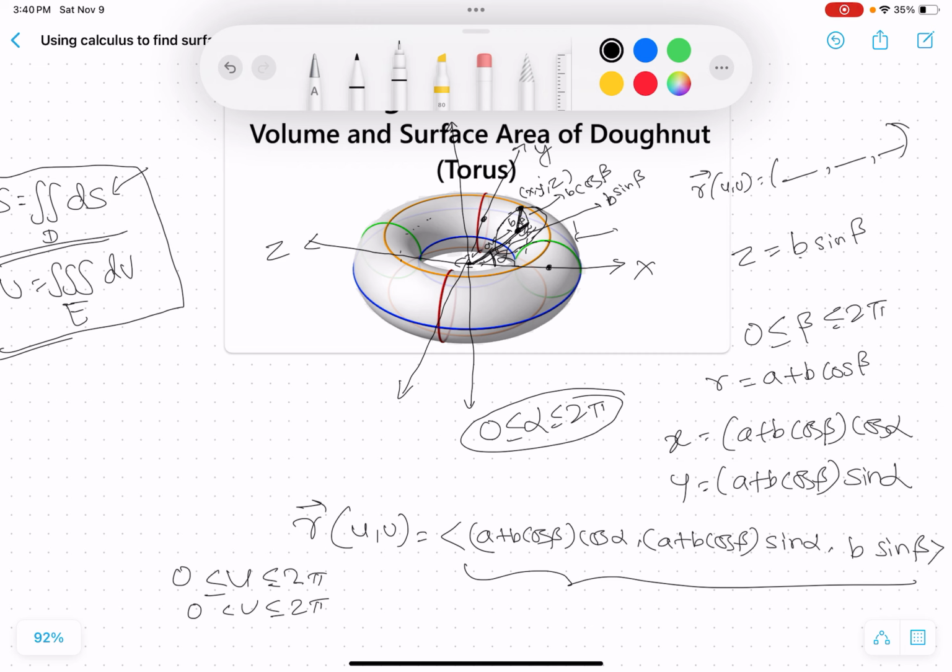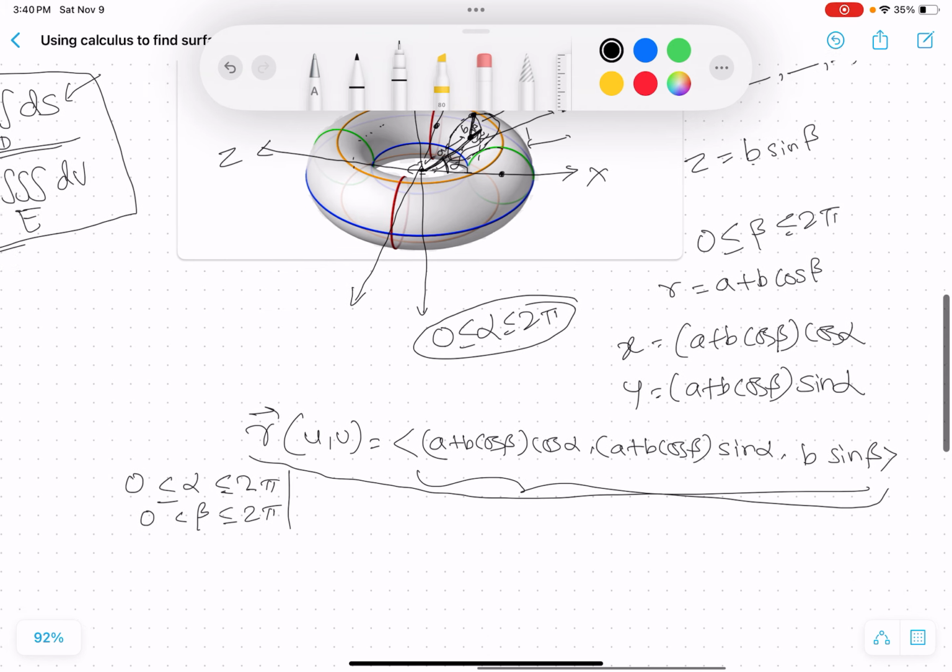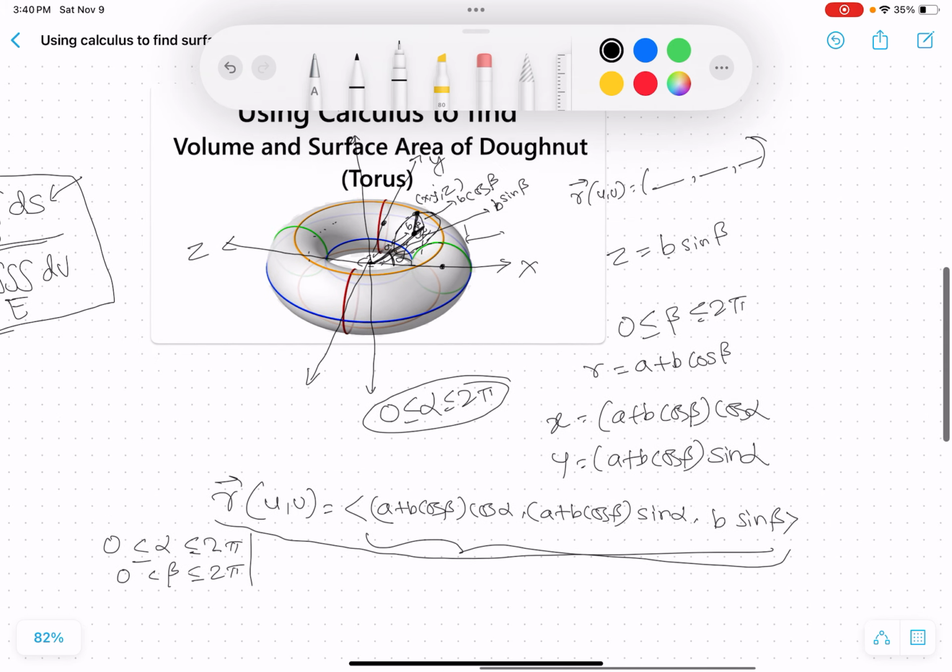If alpha and beta, I'm sorry, not u and v, if alpha and beta are allowed to vary in this domain, this will basically give the position vectors for all the points on the torus. So that's how the parametrization can be helpful. This parametrization will help us get all the position vectors for all the points on the torus, right? So now we know that. Now we want to know how to find the small surface area element, right?